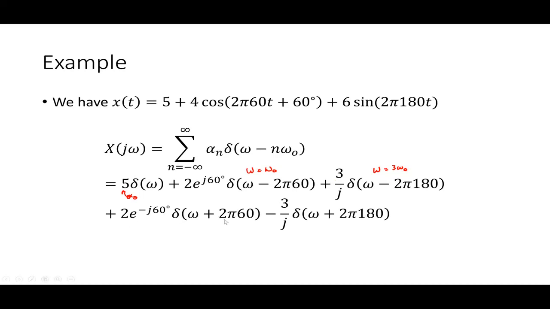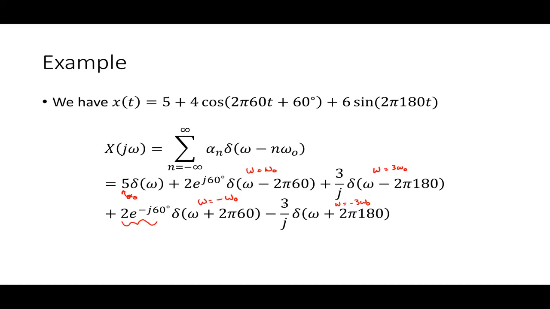And then over here is the term for omega equal to minus omega naught, which is minus 2 pi 60. I have an amplitude of 2 with an angle of negative 60, but this is still the complex energy I could think of at that frequency. And at omega equal to minus 3 omega naught, I have 3 over j again as the energy there. So how do I plot that?